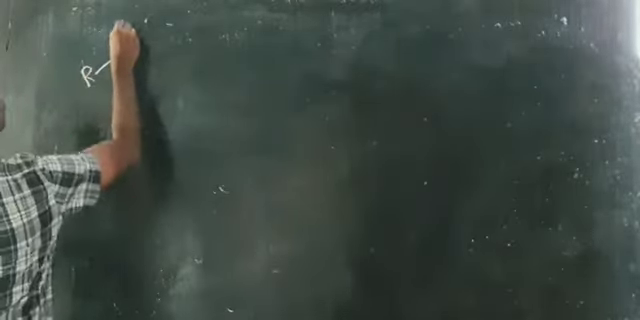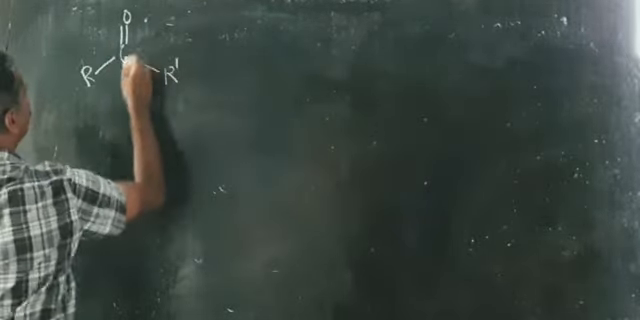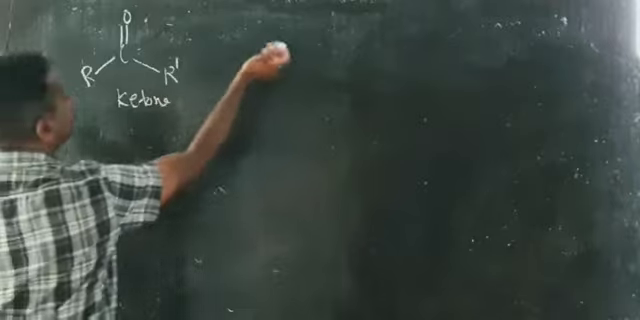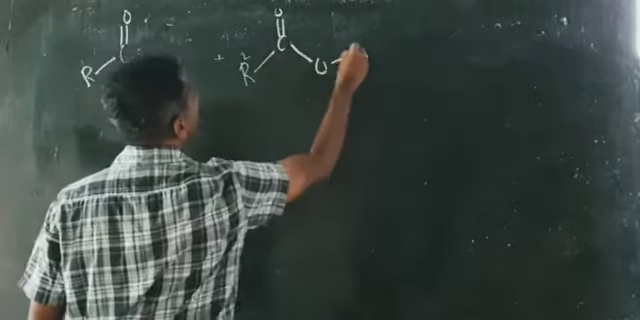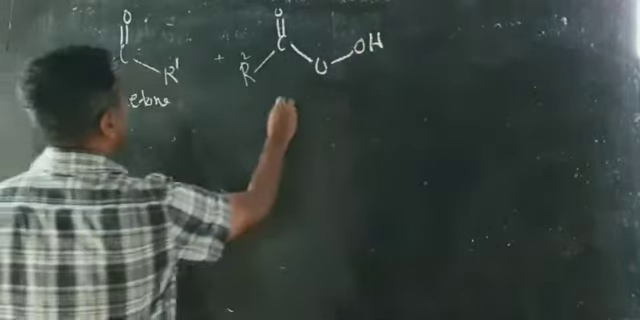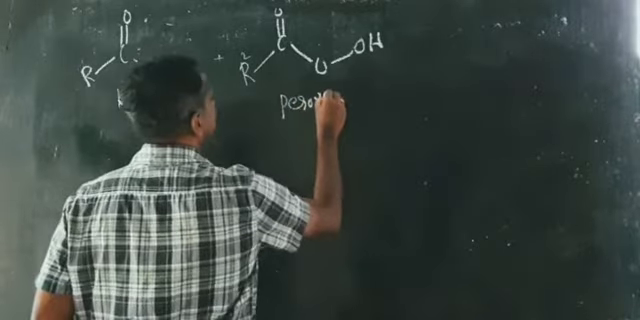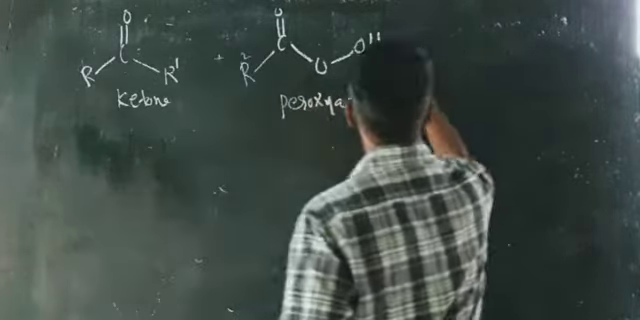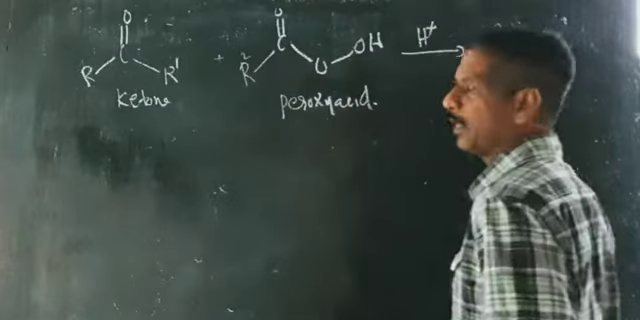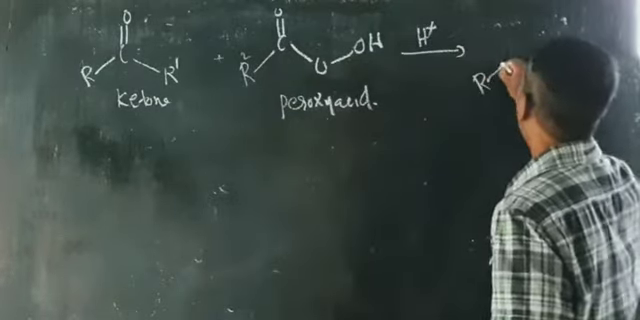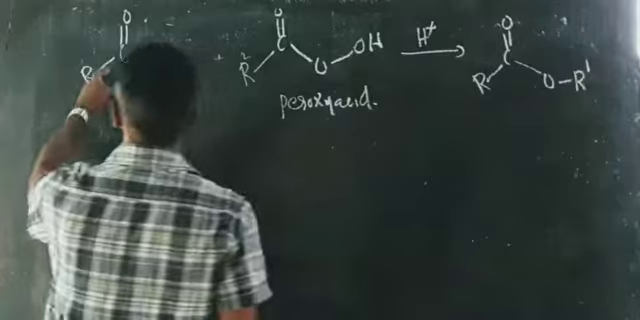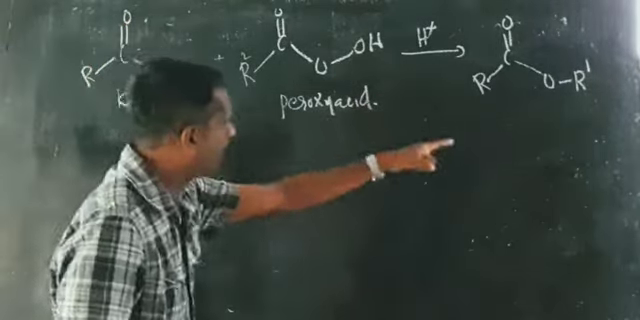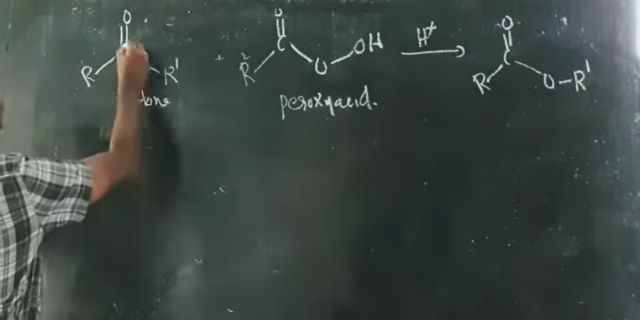So in general, what is Baeyer Villiger rearrangement? If you take R C double bond O R1, this is our ketone, reacting with the peroxy acid, that means here it is R2 C double bond O OOH, this is our peroxy acid, in the presence of dilute acid H plus, what do we get? We get R C double bond O, O R1.